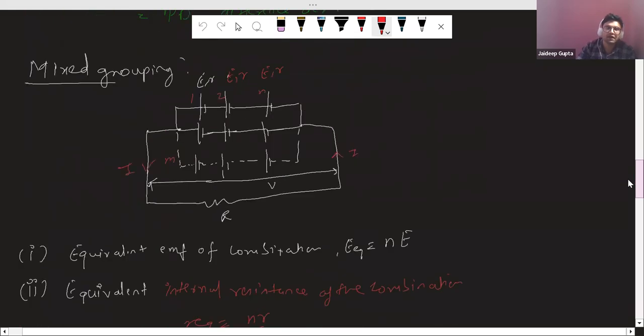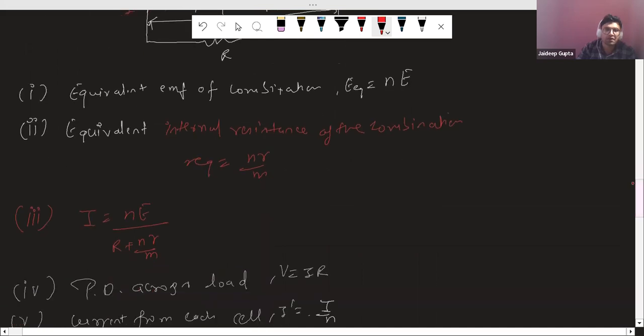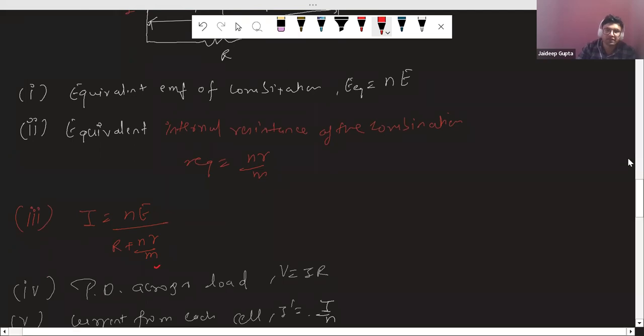Now mixed grouping. Let there be m number of rows. This is the first row, this is the second row, and so on, m rows, and n number of cells connected in each row. Now to calculate the equivalent EMF of the combination, E equivalent equals nE. The equivalent internal resistance of the combination, r equivalent, equals nr over m. You have to remember the formula: I equals nE over R plus nr over m, with m number of rows and n number of cells.